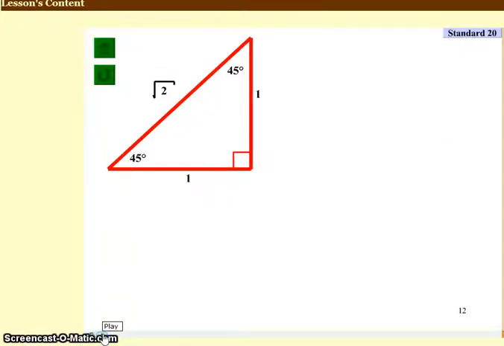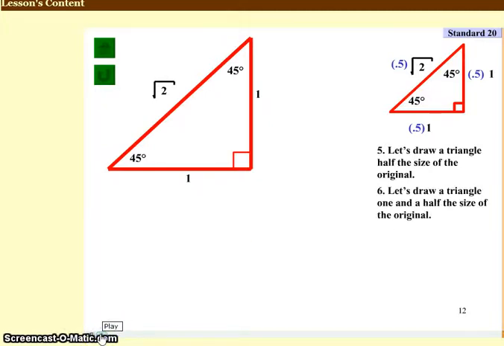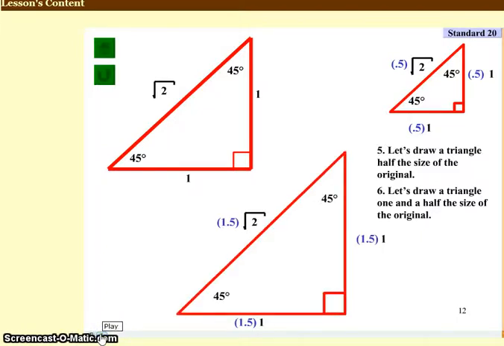So, is this true if the triangle was half the size? Okay, let's multiply all the sides by a half. And we would now have this side would be a half, this would be a half, and this would be 1/2 times the square root of 2. Let's draw a triangle 1.5 times the size. So we'd multiply all the sides by 1.5. And you'd get these subsequent numbers.